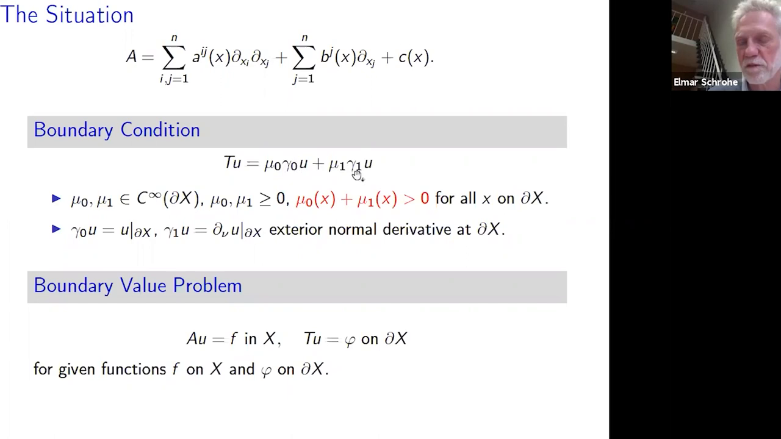So that is the standard notation. And we take a combination of those two with two functions, mu zero and mu one. Both are supposed to be non-negative, and the sum is assumed to be strictly positive everywhere. What makes this a little bit special is that the character of this boundary condition can change from Dirichlet to Neumann and back, or something in between. And the boundary value problem we are interested in is, of course, the one associated with this operator A, so Au equals f and Tu equals phi, for given functions f on the manifold X and phi on the boundary of X. And sorry, there's a little b missing. This function should be bounded, and this should actually be strictly bounded away from zero on the closed manifold.